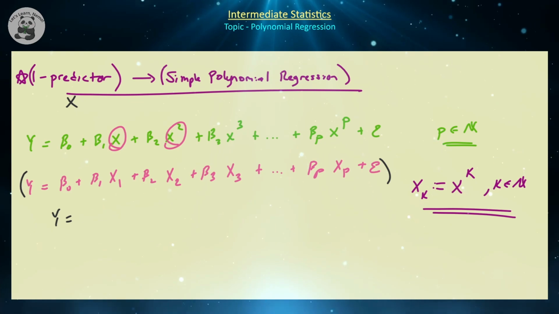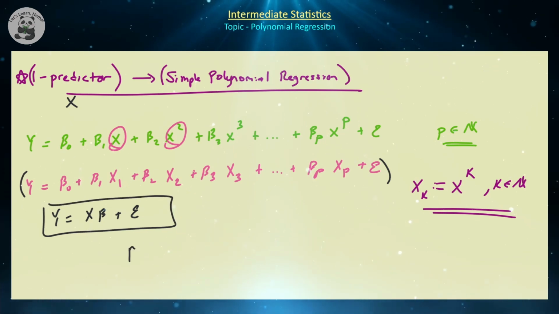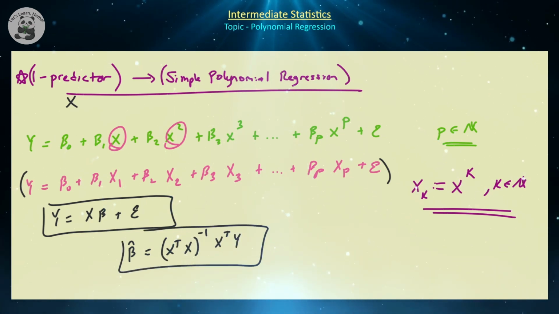and write this as, for example, y is equal to X beta plus epsilon, where X is an n by p plus 1 matrix, beta is a p plus 1 by 1 vector, epsilon is an n by 1 vector, and y is our n by 1 vector of response variables. And we already know that, for example, an unbiased estimator for beta would be beta hat, which can be found by X transpose X inverse times X transpose y, as we've already proven for the multiple linear regression case.